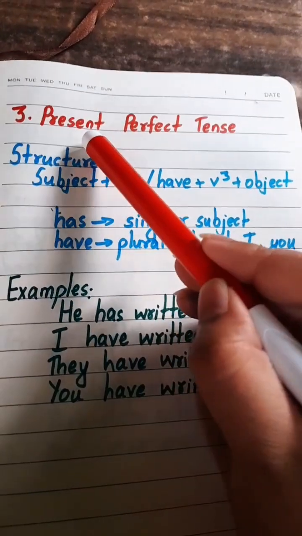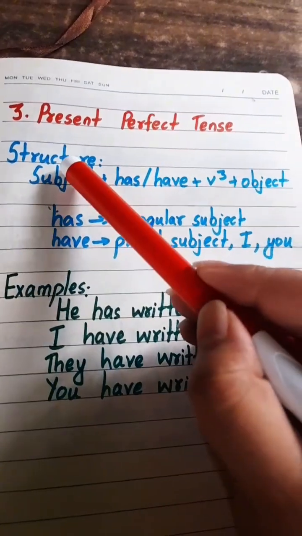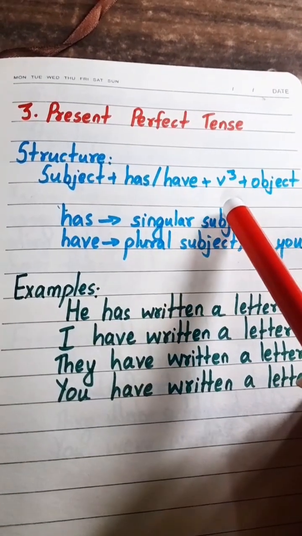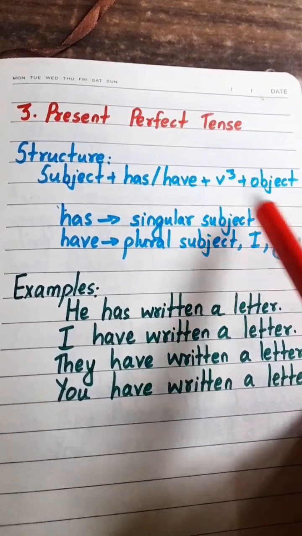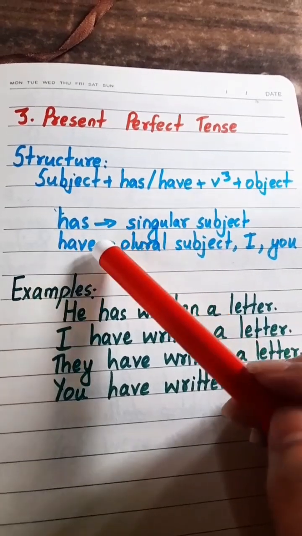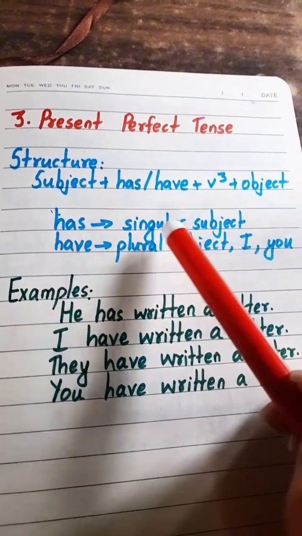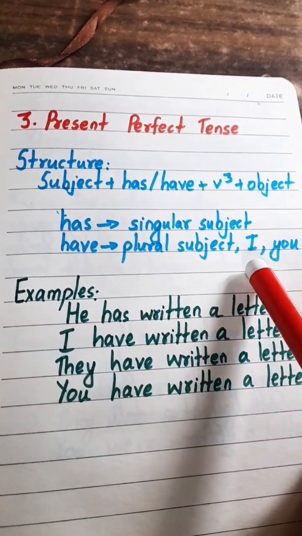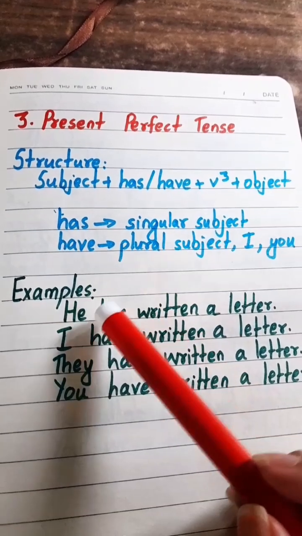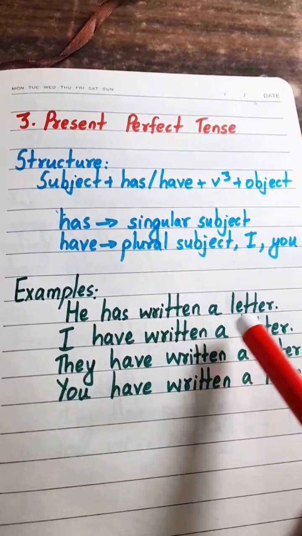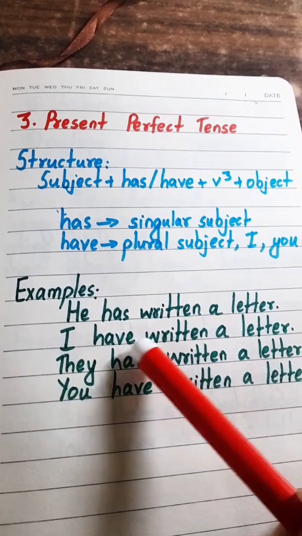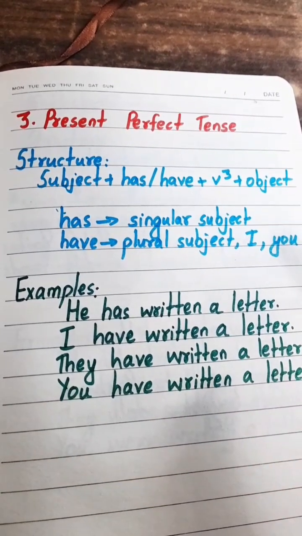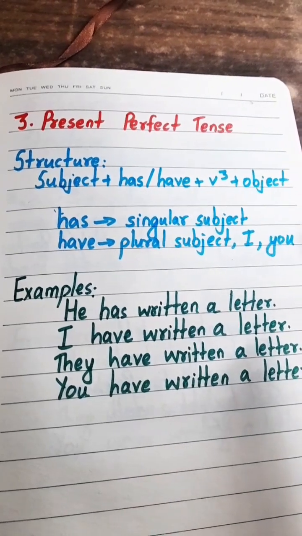Number 3, present perfect tense. Structure, subject plus has or have plus verb 3 plus object. So, where do we use has and where do we use have? We use has with singular subject. We use have with plural subject, I, you. Examples, he has written a letter. I have written a letter. They have written a letter. You have written a letter.